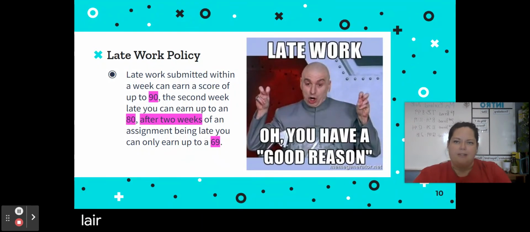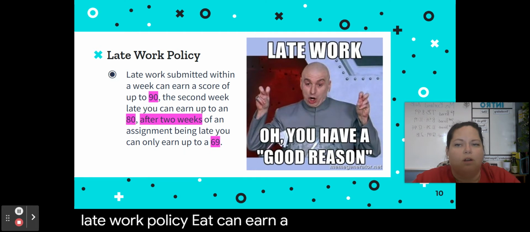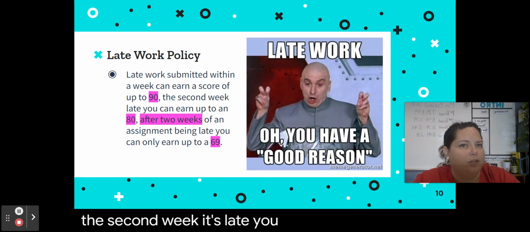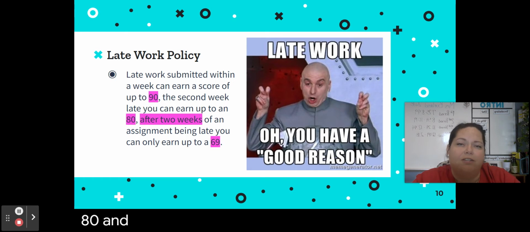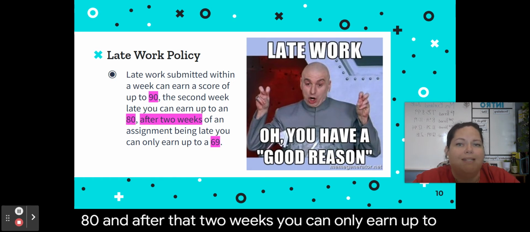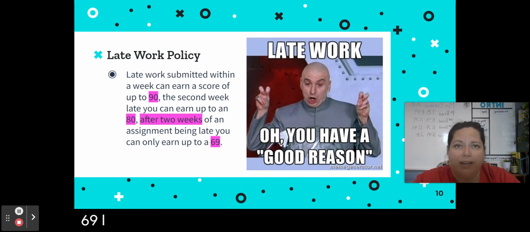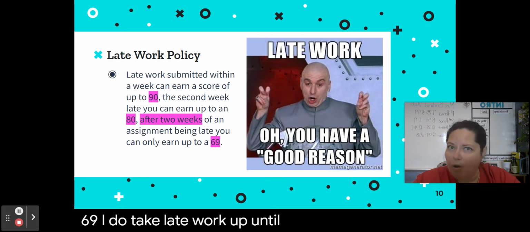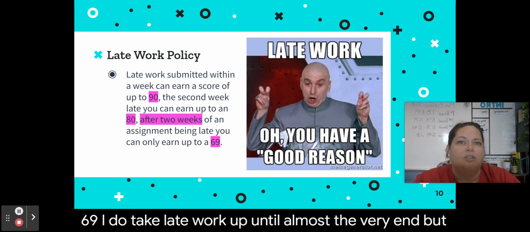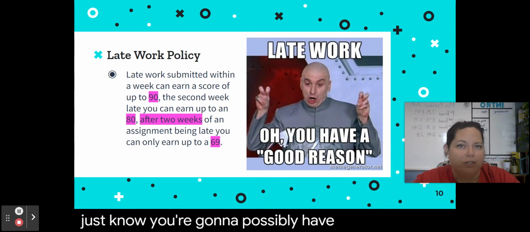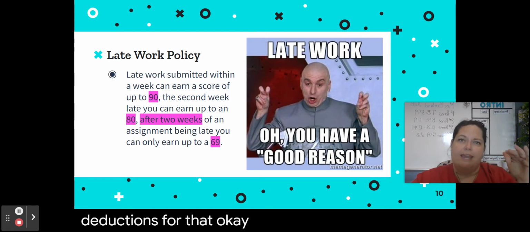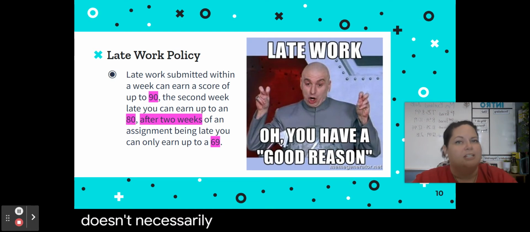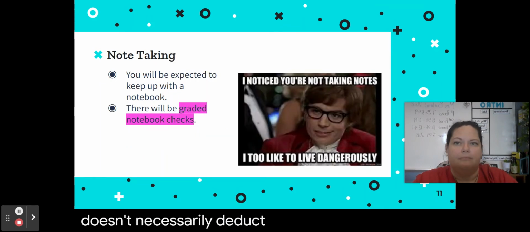All right, our late work policy. Late work submitted within a week can earn a score of up to 90. Okay. The second week it's late, you can only earn up to an 80. And after that 2 weeks, you can only earn up to a 69. I do take late work up until almost the very end, but just know you're going to possibly have some point deductions for that. Okay. It caps out the grade, it doesn't necessarily deduct.